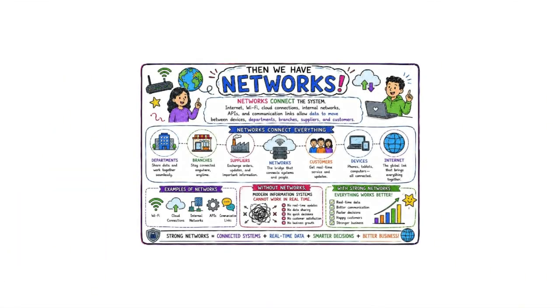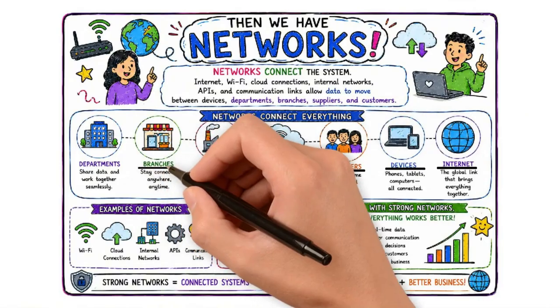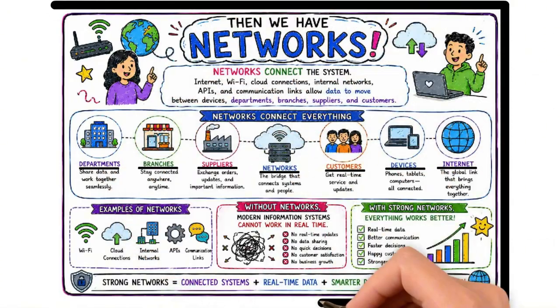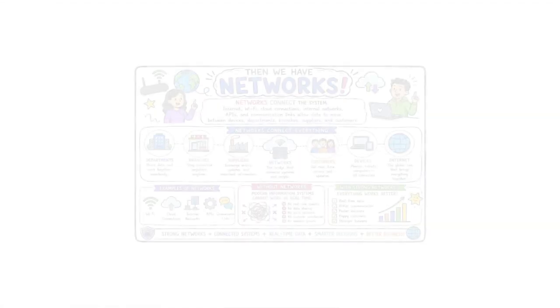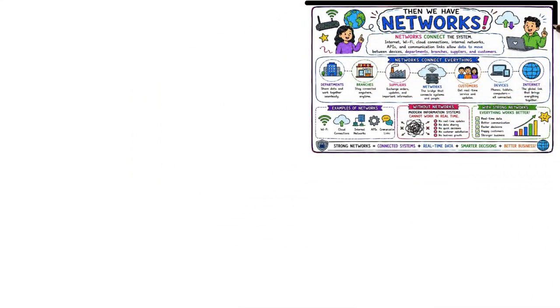Then we have networks. Networks connect the system. Internet, Wi-Fi, cloud connections, internal networks, APIs, and communication links allow data to move between devices, departments, branches, suppliers, and customers. Without networks, modern information systems cannot work in real time.